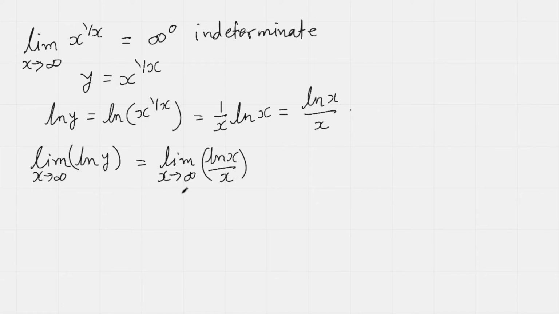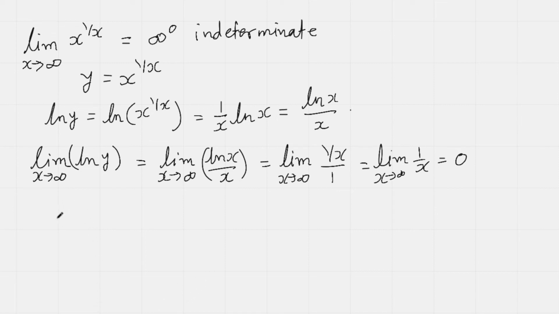Now here, if we substitute the limit directly, we get infinity over infinity type of indeterminate form. So here we can use L'Hospital's rule. So this is equal to the limit of the derivative of ln x, which is 1 over x, over the derivative of x, which is just 1, as x approaches infinity. So this is equal to the limit of 1 over x as x approaches infinity, which is equal to 0.